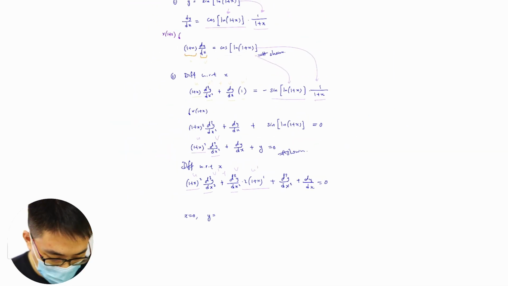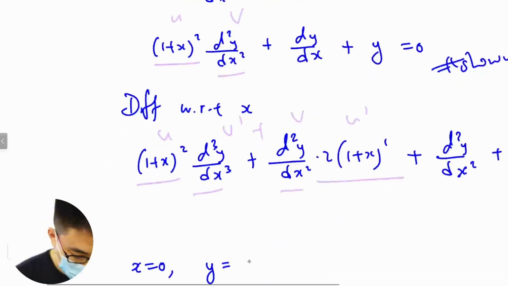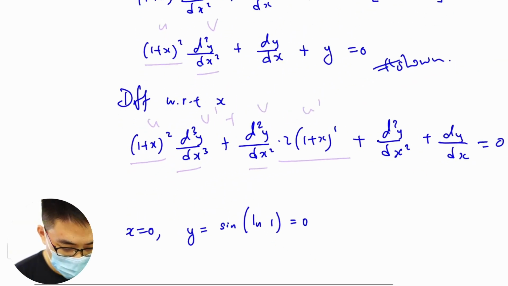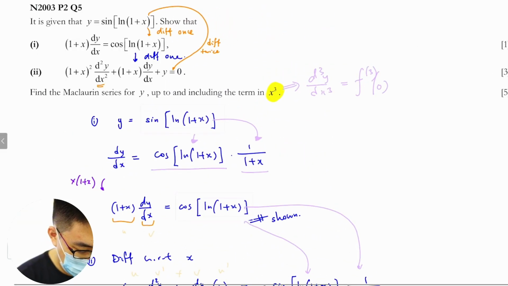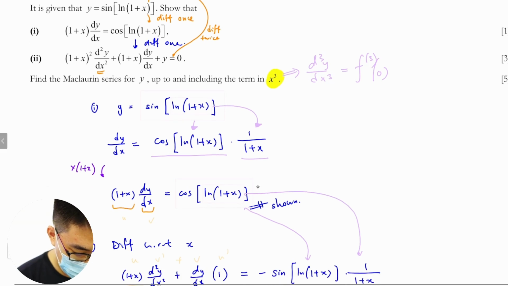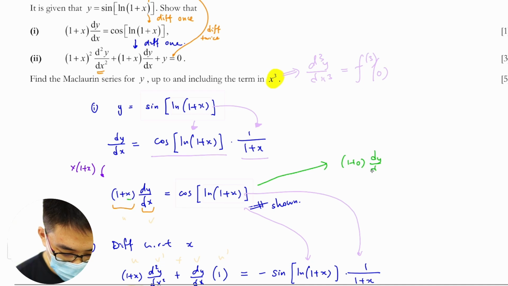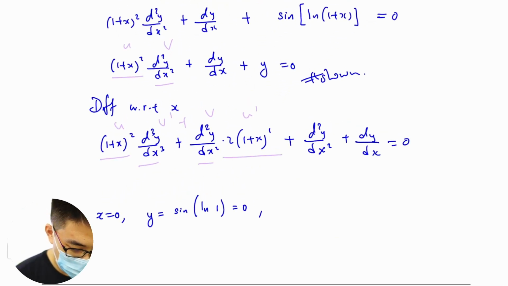Y will just be sine ln 1, which is 0, so this is 0. Then you go and find out what this one is. Actually, it's quite good. This is given to you. So it's 1 plus 0, 0. You want dy dx. Ln 1, which is 0. So dy dx is actually 1. Dy dx here is actually 1.